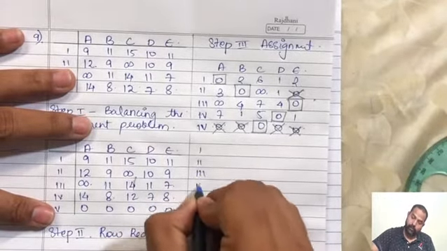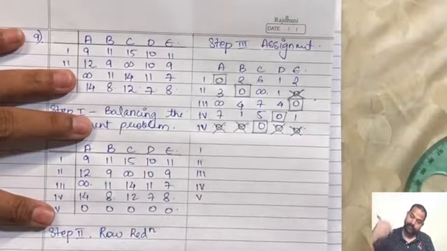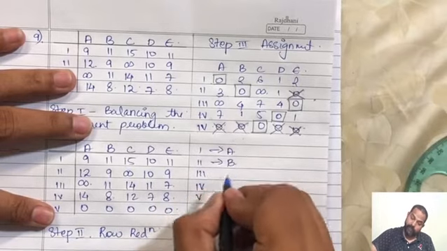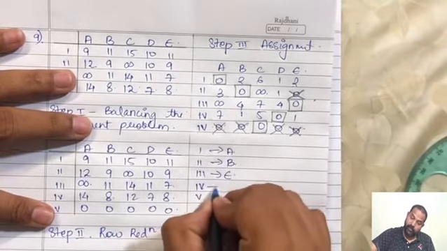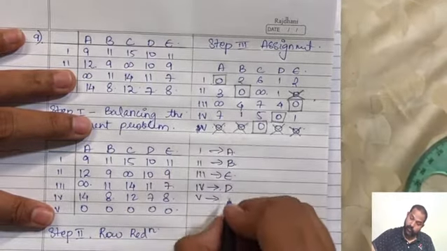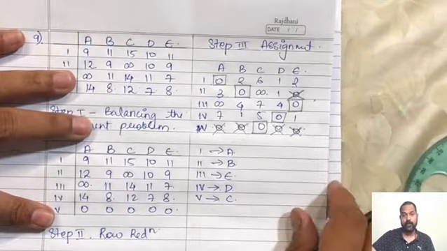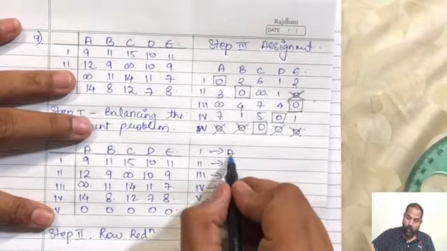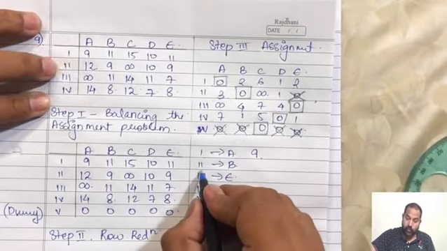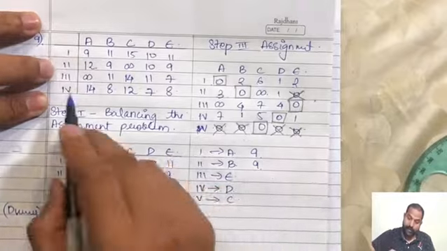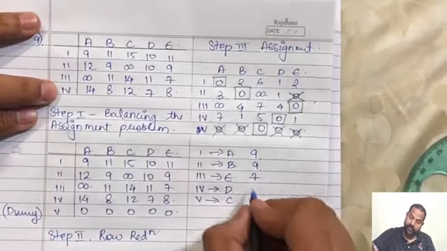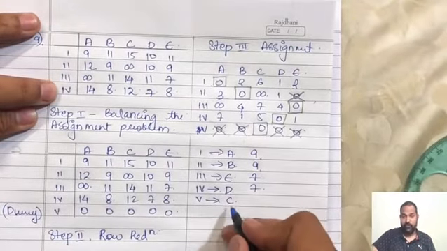1, 2, 3, 4, 5. 1 goes to A, 2 goes to B, 3 goes to E, 4 goes to D, and 5 goes to C. Now if 1 goes to A, that can be done in 9 rupees, minutes, whatever that is. If 2 goes to B, again 9. If 3 goes to E, 7. If 4 goes to D, 7. And 5, well, there's nothing like 5.